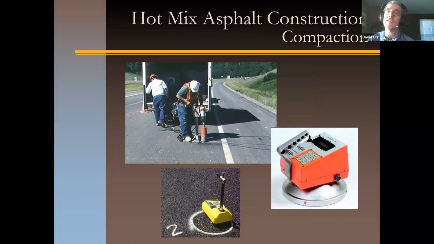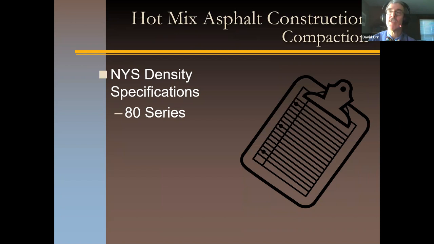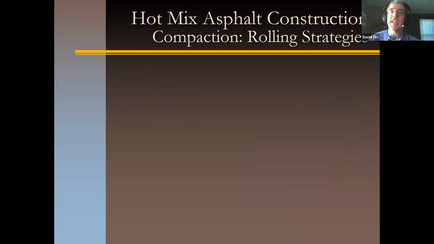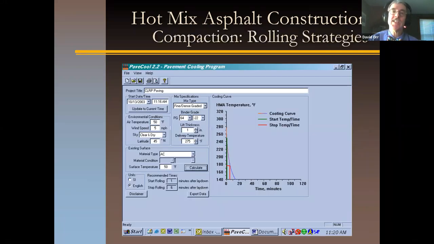But if not, most of us for the local system, we use 80 series, which really means we just count the number of passes with the roller and we call it good. That's an issue. How do we know we're getting enough? How do we roll strategies? Well, there's actually a pretty cool thing.